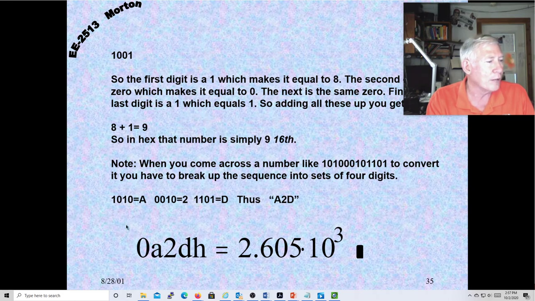So all we have to do is take, let's say, a binary number like this, 10100101101. I can look at this and tell you that that's A2D right there. Because 1010 is A, 0010 is 2, and 1101 is D.